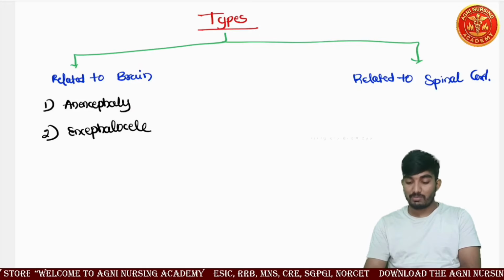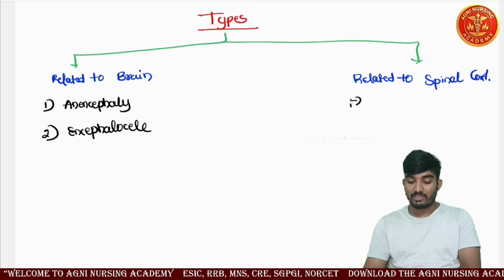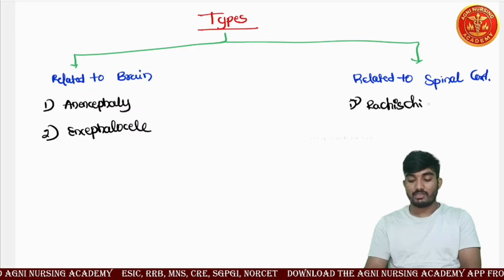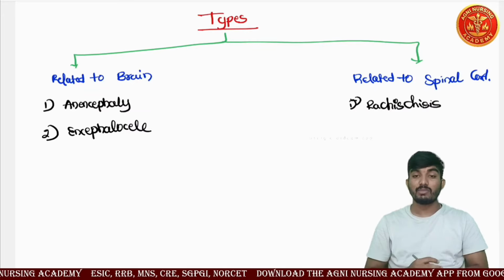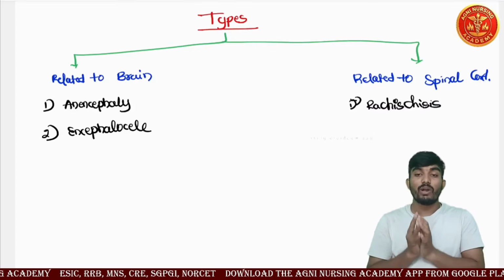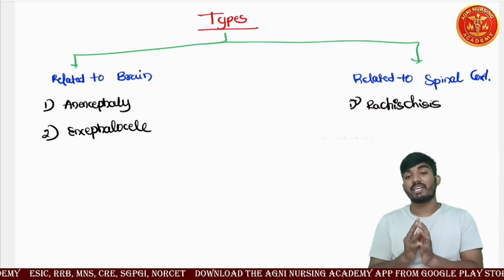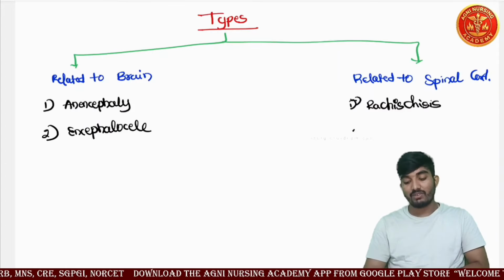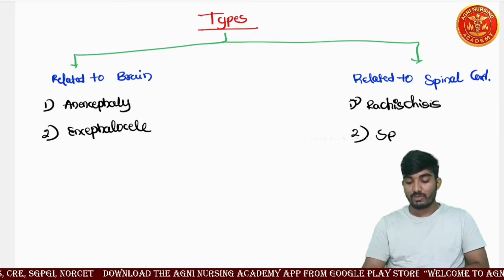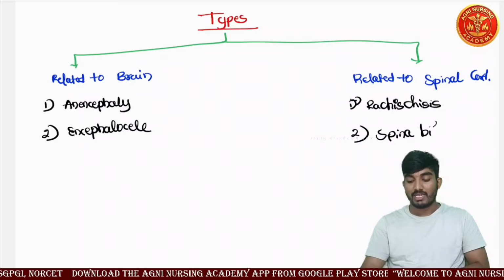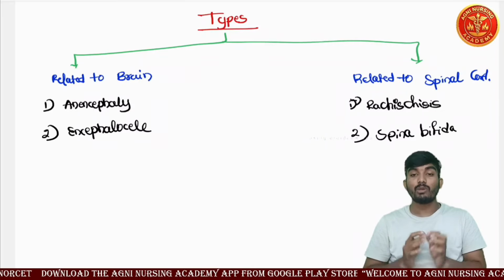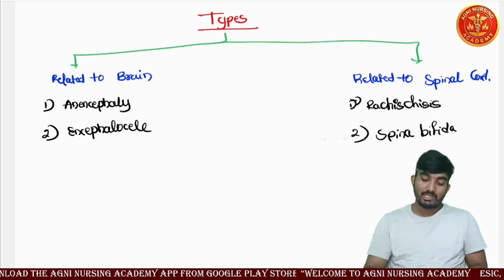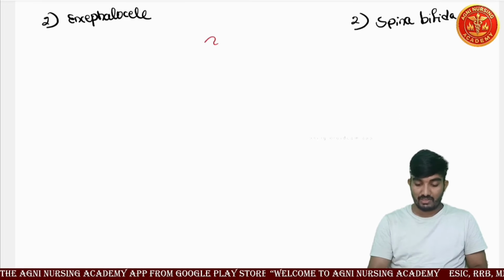And related to the spinal cord, the first one is rachischisis. Rachischisis means a large area of the vertebral column is open and exposed to the environment. That is called rachischisis. And the second one is spina bifida. Spina bifida means there is an abnormal opening in the vertebral column. We'll see more about spina bifida.